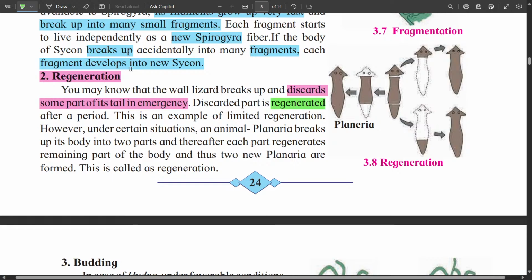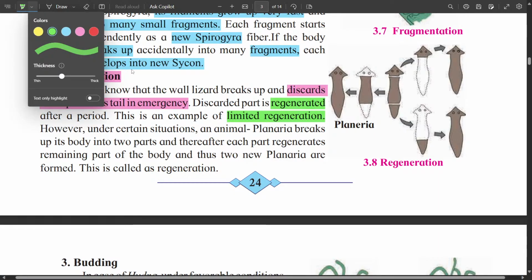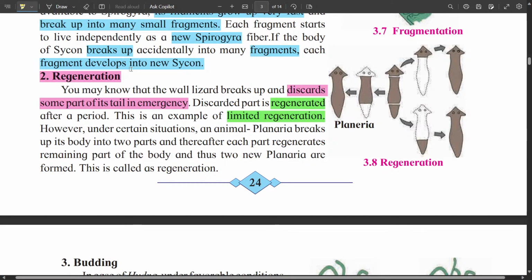Now in case of the wall lizard, it is a limited regeneration. It cannot reproduce itself in this process. One wall lizard cannot become two wall lizards by regeneration. But in case of planaria, this can happen. A single planaria, if it is cut, if its body breaks up into parts, like shown here, this head part, middle part, tail part, then planaria can regenerate its entire body.